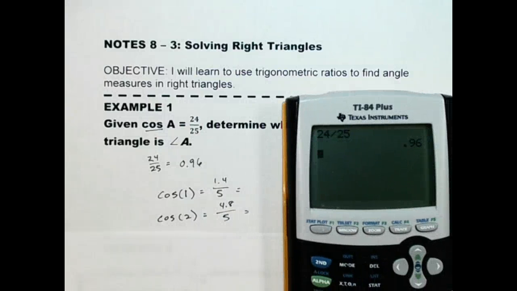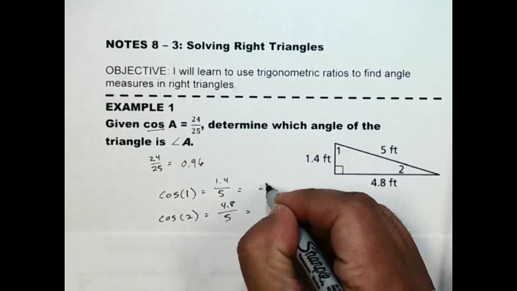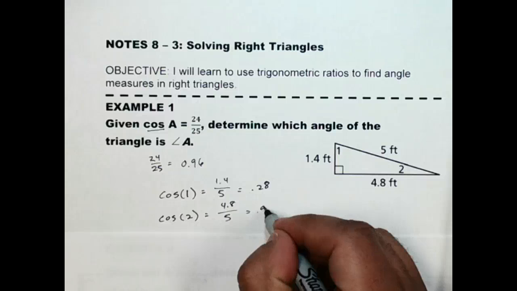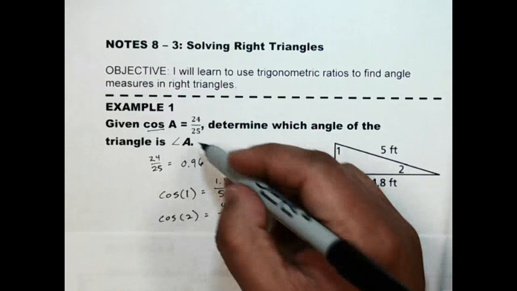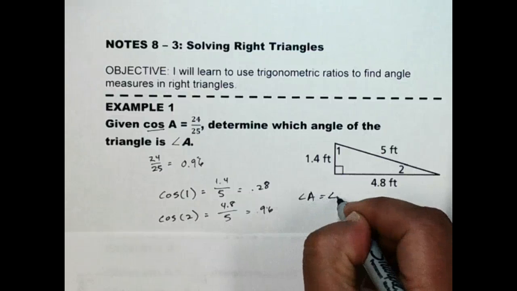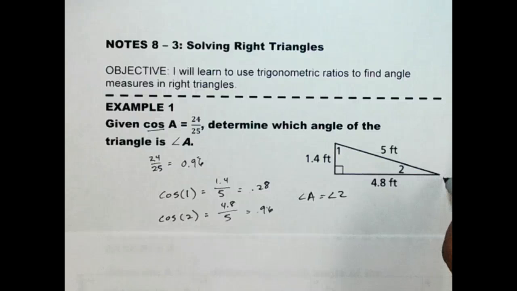So again, go back to the calculator. 1.4 divided by 5 gives me 0.28. And then 4.8 divided by 5 gives me 0.96. All right, so the cosine of angle 1 is going to be 0.28. Cosine of angle 2 is 0.96. These two are equal, so I would say that angle A is equal to angle 2. So this one is actually A.